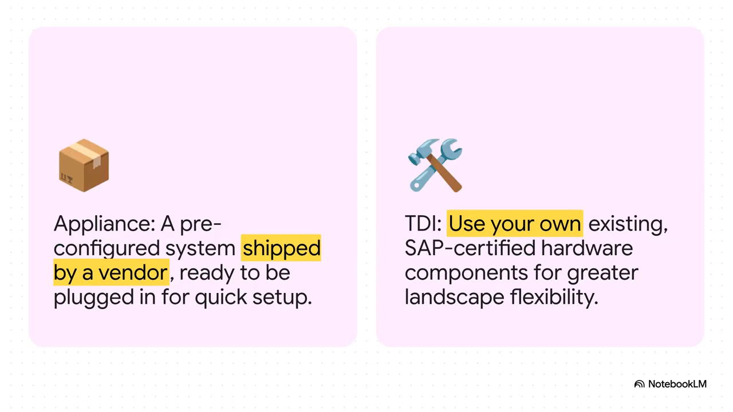Now, if you do go the on-premise route, you have another decision to make. You can buy a pre-configured appliance from a hardware vendor. It's all set up and ready to go. Or you can use the tailored data center integration approach. We just call it TDI. This gives you a lot more flexibility to use your own certified hardware that you might already have.